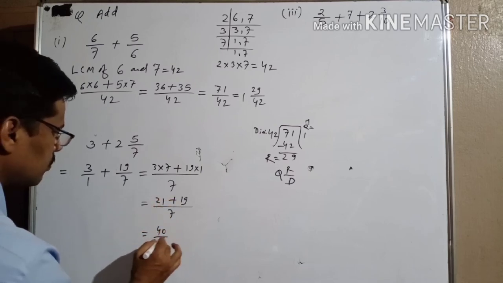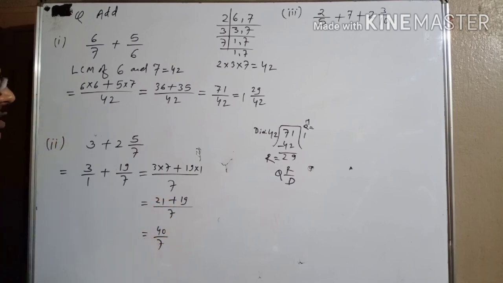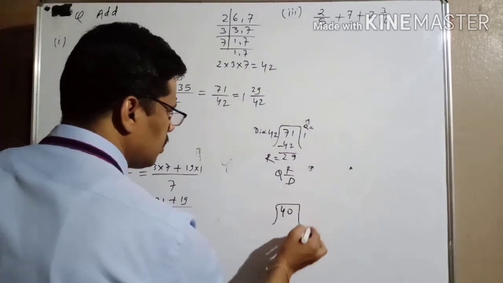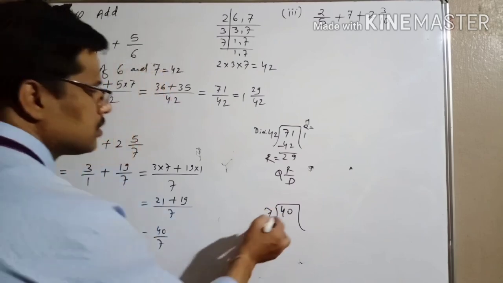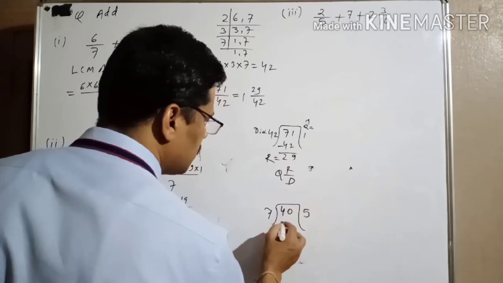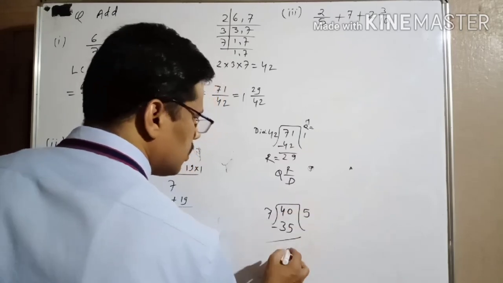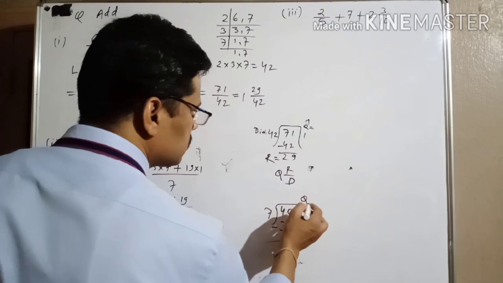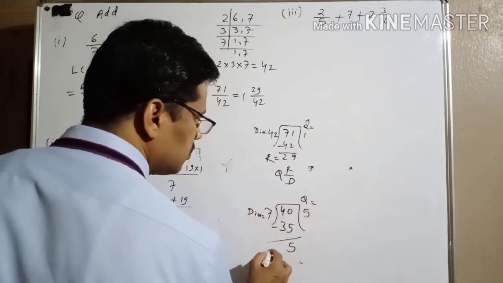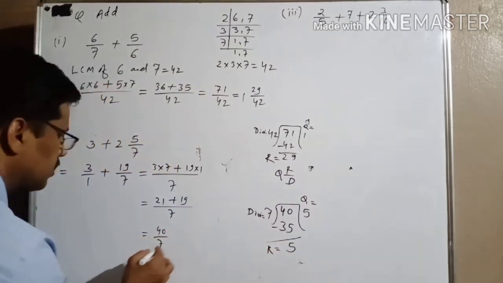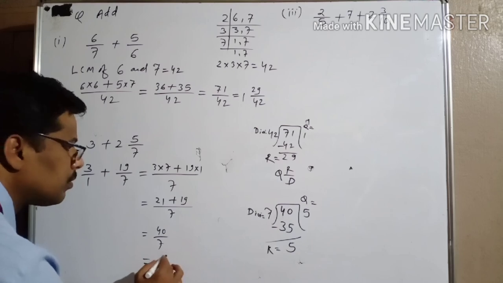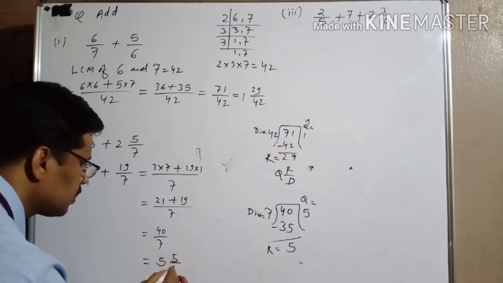40 upon 7. Here also you can change it into a mixed fraction. How will you change it into a mixed fraction? 40 divided by 7. Less than 40, which number comes in the 7 table? 35. So we can write here 7 fives are 35. So subtract, 5. This is your quotient. And this is your divisor. And this is your remainder. So you can write here 5 whole 5 upon 7. This is your answer.